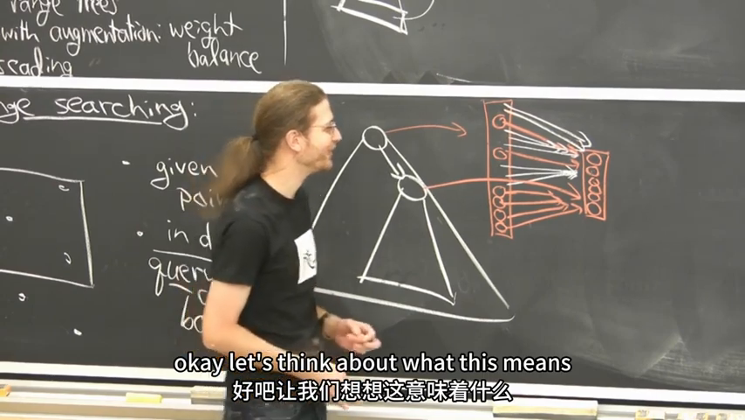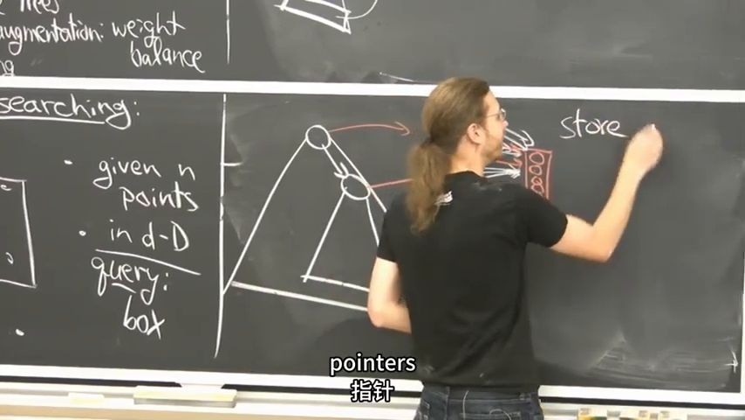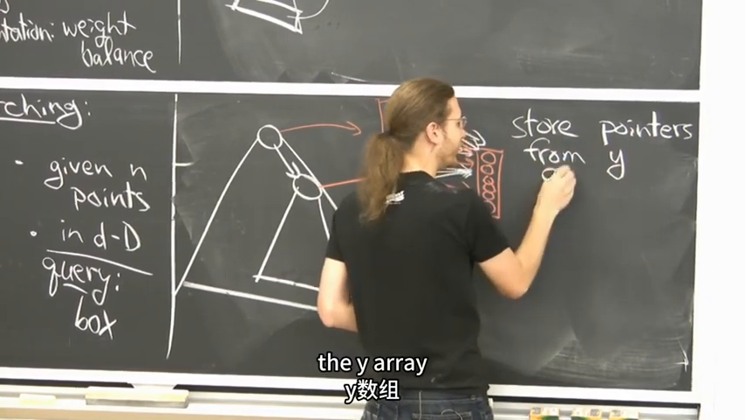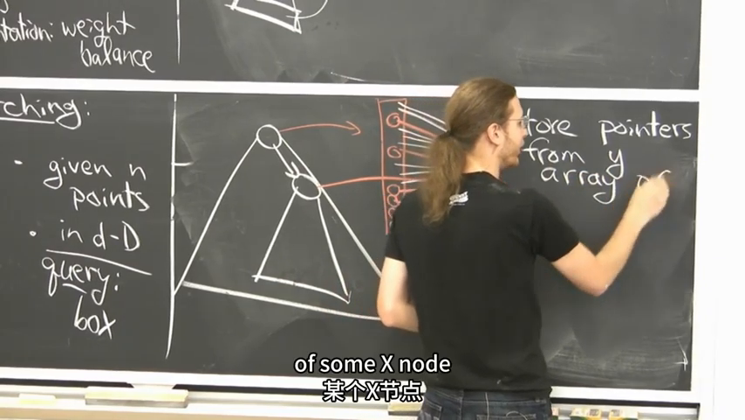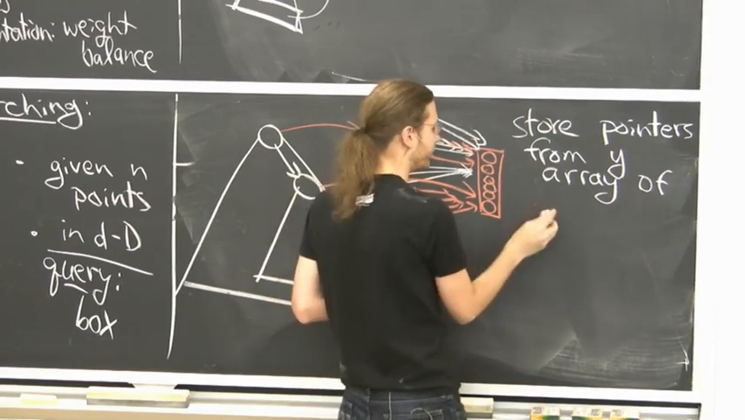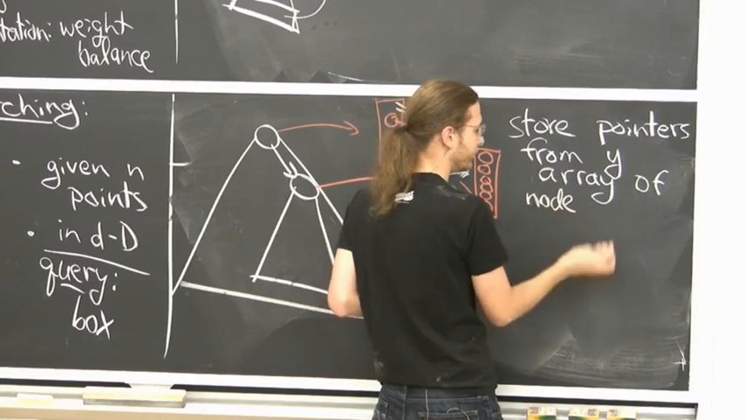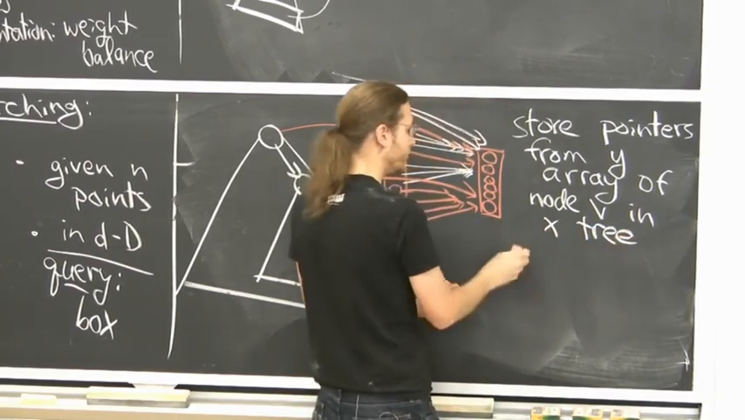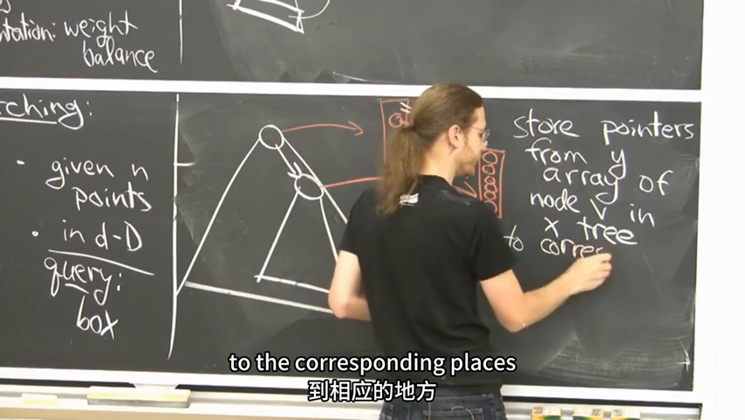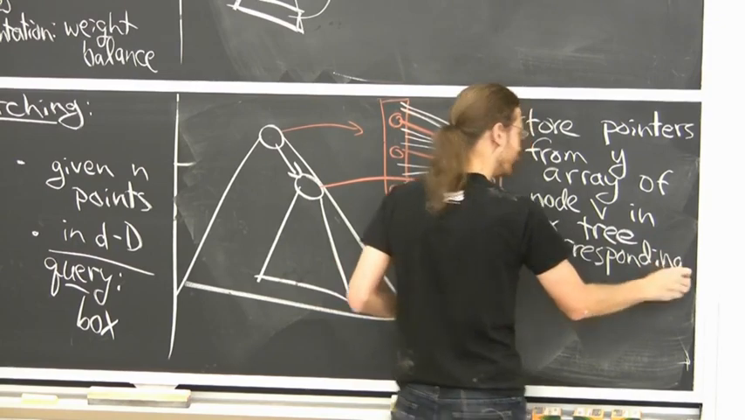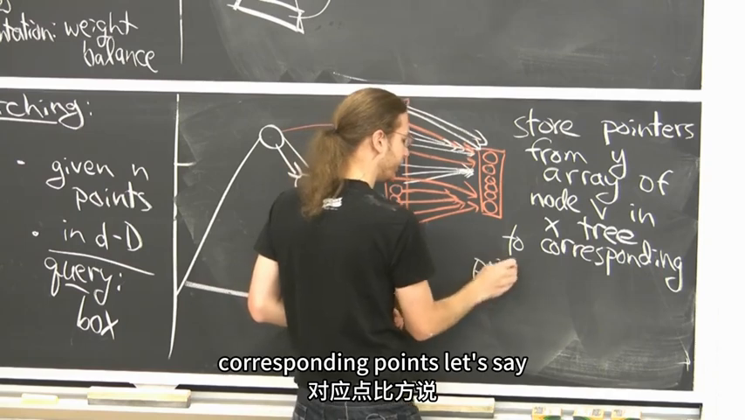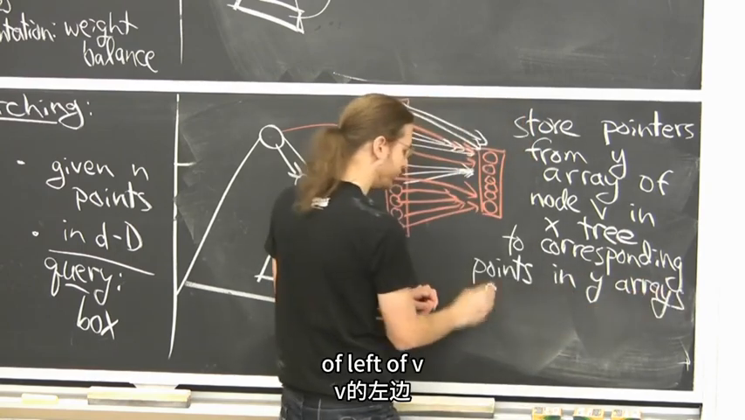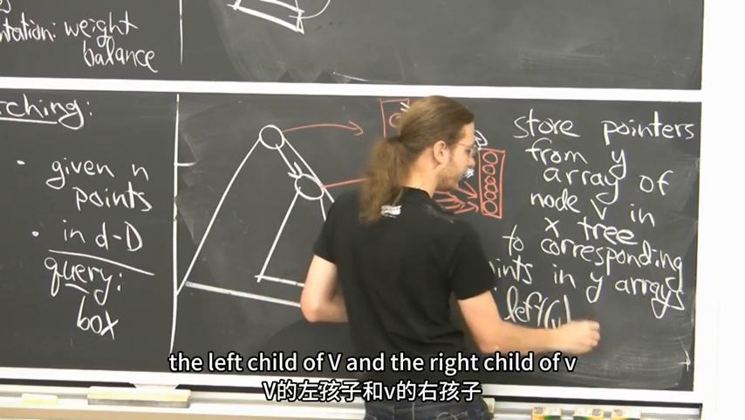Okay, let's think about what this means. So I'm going to store pointers from the Y array of some X node, let's call that node V in the X tree, to the corresponding places, corresponding points, let's say, in the Y arrays of left of V, the left child of V, and the right child of V.